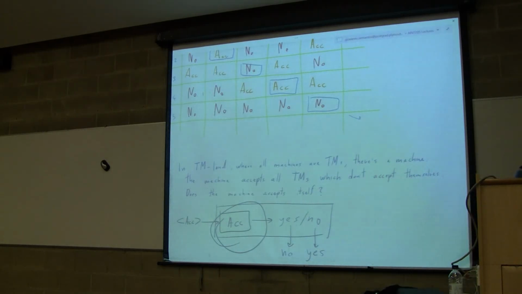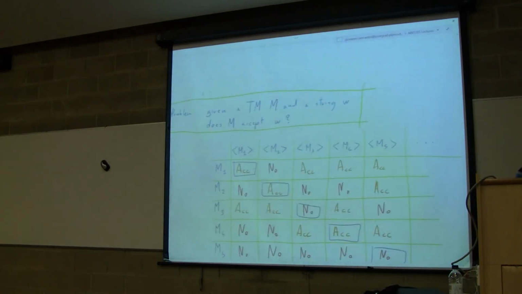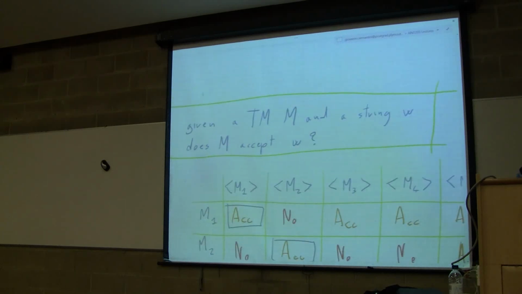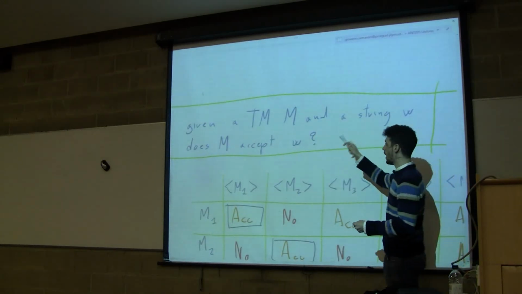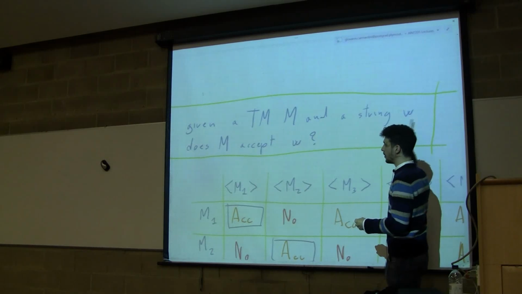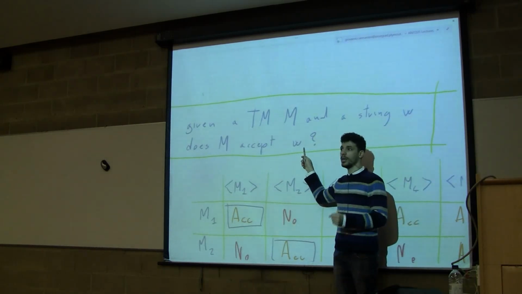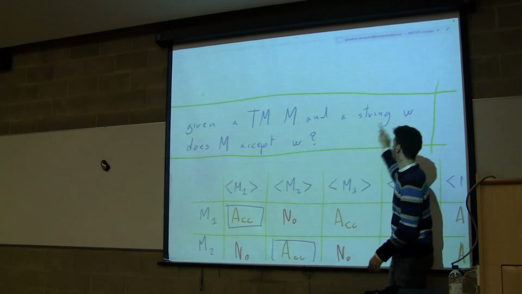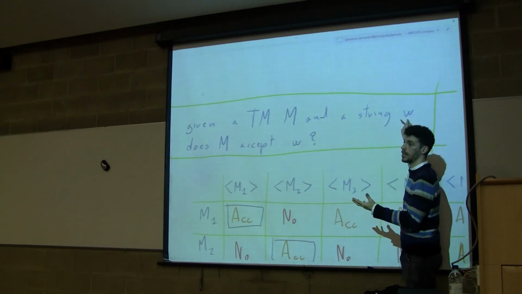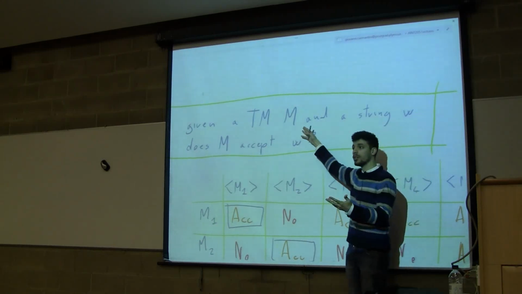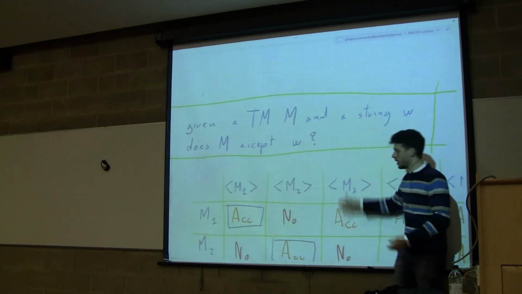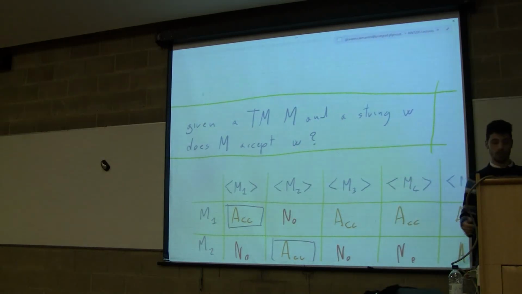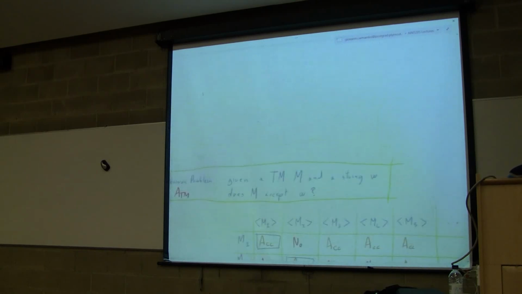But if I cannot build that, that means that I cannot solve this general problem. So given a TM n and the string w, does n accept w? I do not have an algorithm to answer this question. Because if I had that algorithm, I could put, as a w, the machine description, and that would lead to all the paradoxes which we saw. So this problem here is undecidable.